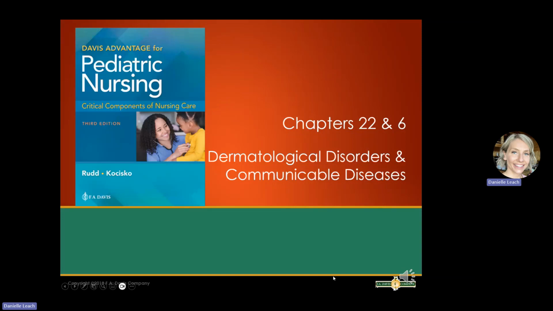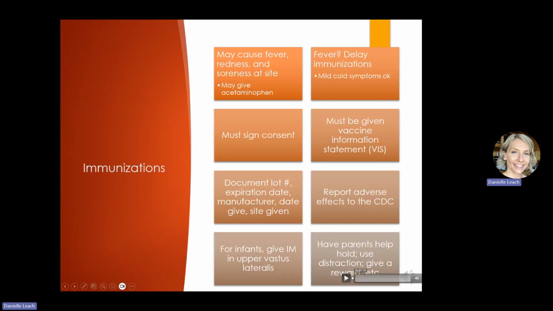Module 6 is covering two chapters, chapter 21 and 22, and it is about dermatological disorders and also communicable diseases. So the first part of this module is about immunizations. So just general info that we need to know about giving immunizations, which you probably learned most of before.